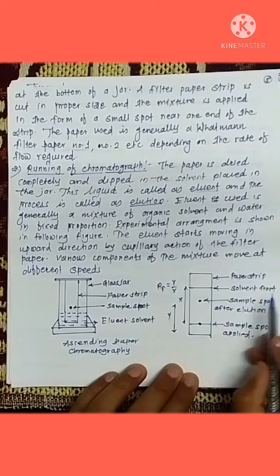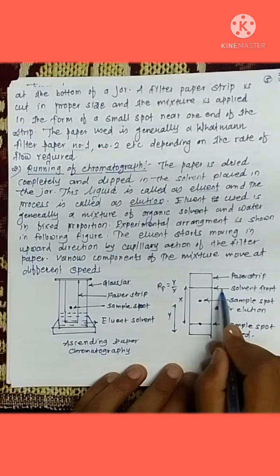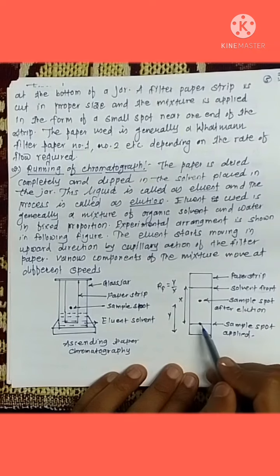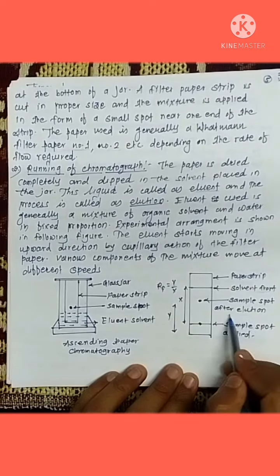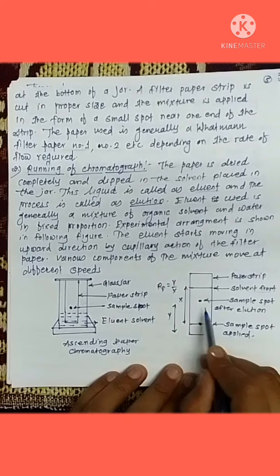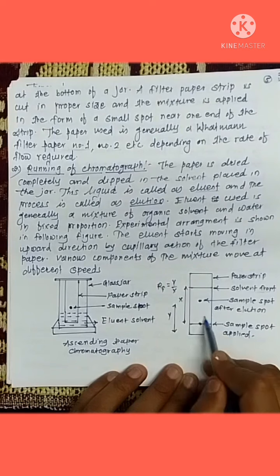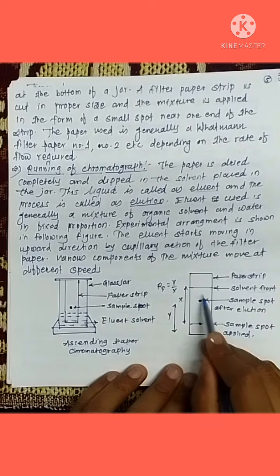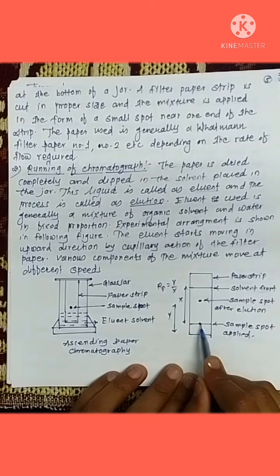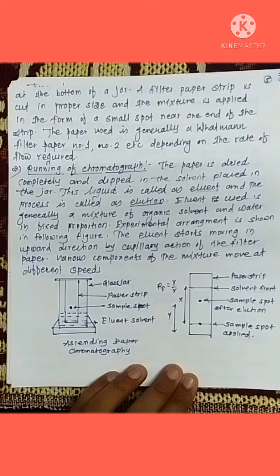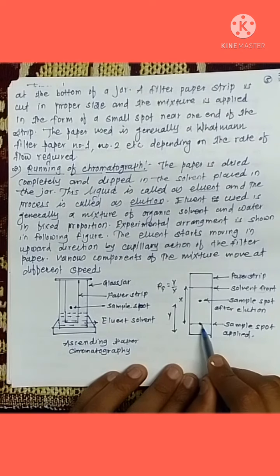So it is the paper strip, it is the solvent front. What is solvent front? It is the maximum distance covered by your solvent. It is the sample spot after elution. So it is the sample spot which goes upwards due to capillary action, and different components generally get separated. And the sample spot, this is the position of the sample spot which is applied at the starting of your experiment.